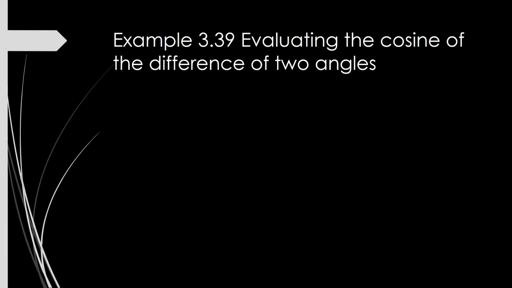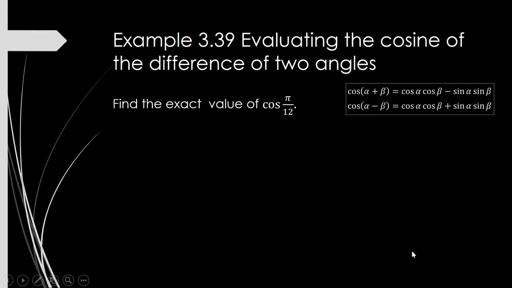Example 3.39, evaluating the cosine of the difference of two angles. Find the exact value of cosine of pi over 12. So in cases like this, when you are given an angle which is not among your special angles, and there is no way that you can produce a reference angle that will point you to any of the special angles, that is when the identities for the sum and difference of angles for cosine will come in.